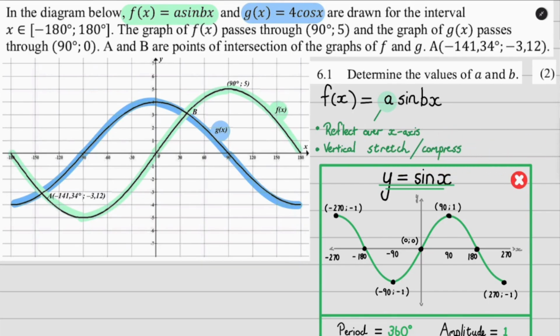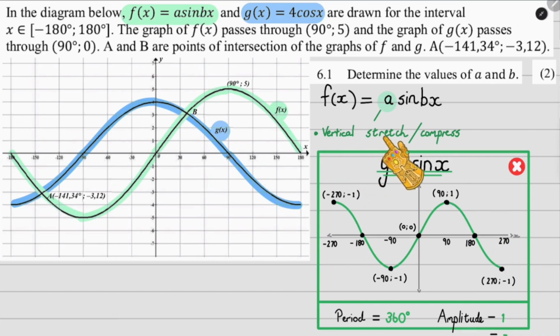So we're going to get rid of that. Now we're going to look at whether it's been vertically stretched or compressed. If I look at this point, it's normally at 90 and 1, but now it's at 90 and 5. So you look at the distance from the middle of the graph to this point. In the normal sine x graph, there's a distance of 1 over here, but in our new graph, there's a distance of 5 over there. And a is a factor that we multiply by. So we ask, what did I multiply 1 by to get 5? The answer is 5. So a is 5 in this case, and that sorts out the value of a.